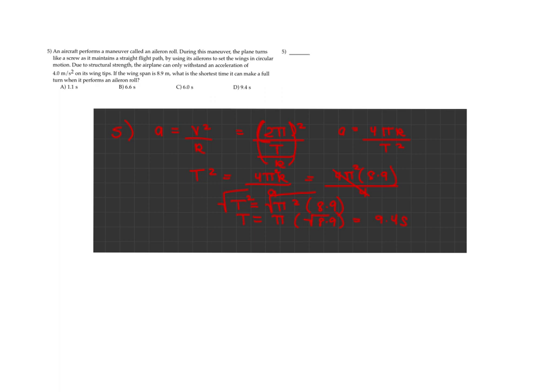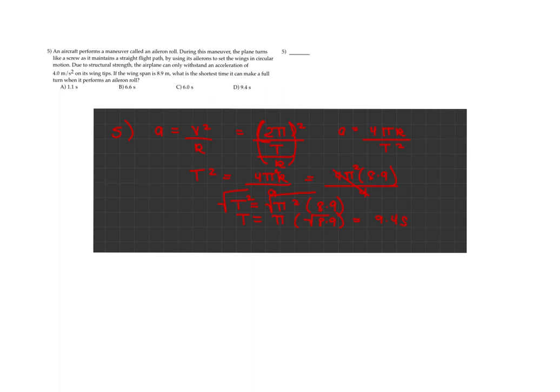So further simplifying it with the squared, we have the acceleration equals 4 pi squared r over t squared. So we want to simplify because we're solving for t. So here we have that t squared equals 4 pi squared over a, times r over a. Now we're plugging in our values.